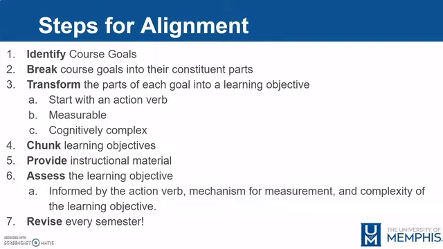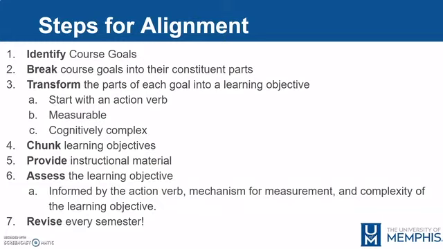Course goals are broad, reflective statements about how a student will grow as a result of taking the course. It is important to break goals into all of their constituent parts to make sure students have a structured path to attainment. Transform the parts of each goal into a learning objective. Each step on the path to attaining a course goal, then, can be transformed into a learning objective.